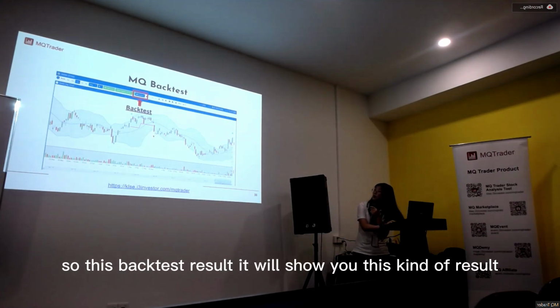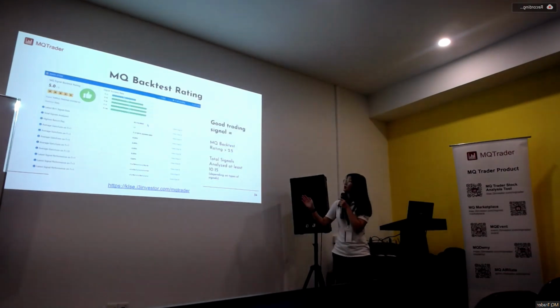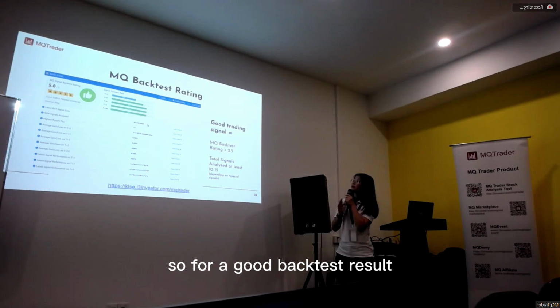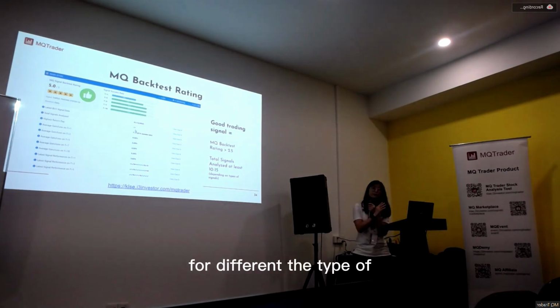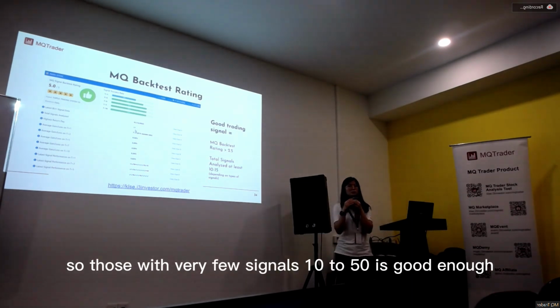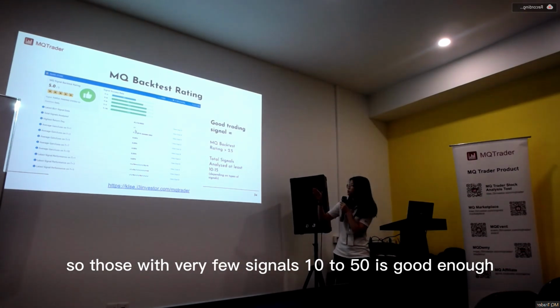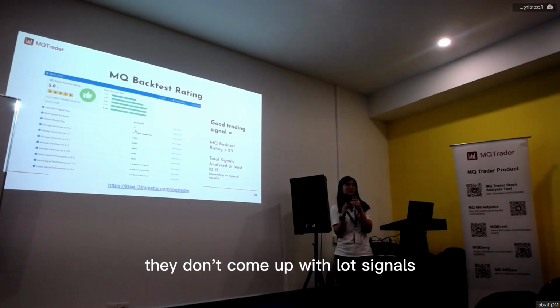So this backtest result will show you this kind of result. For a good backtest result, we would want as many signals to analyze as possible. It depends on the strategies. Some strategies have very few signals. For those with very few signals, 10 to 15 is good enough.